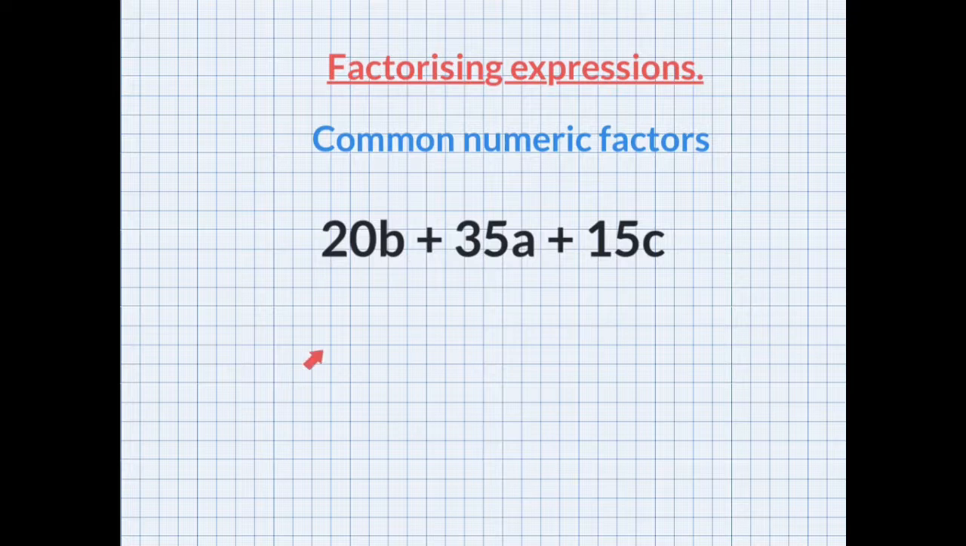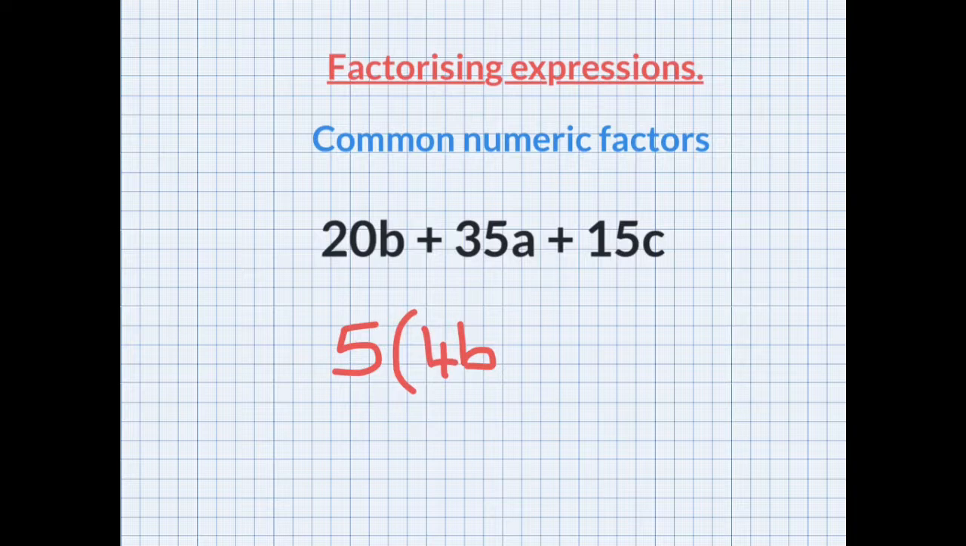Looking at the numerical values here, we've got 20, 35 and 15, so I'm thinking what times table are they all in? And I'm looking at the letters here, B, A and C, to see if any of them are common, but the letters are all different, so I can't put any of the letters outside the bracket. So 20, 35 and 15 are all in the 5 times table, so that's the value that goes outside the bracket. 5 times what gives me 20b, or 5 times 4 gives me 20, and then I add the b. Looking at the sign in between, the sign's positive, so that's what I'm going to put here.